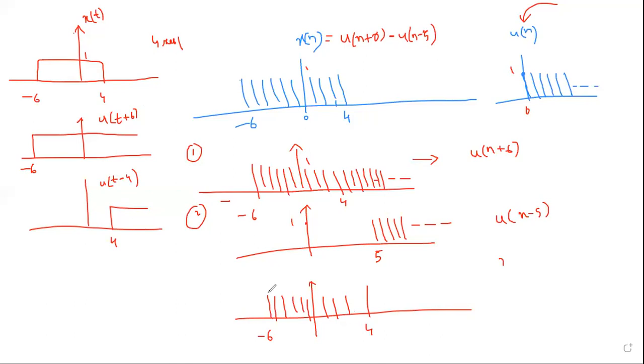Are you getting the difference between continuous time and discrete time? For continuous time, it was u of t plus 6 minus u of t minus 4. Whereas for discrete time, it is u of n plus 6 minus u of n minus 5. Anyway, we represented this nicely. I hope you understand what the unit step is. So that was the third type of elementary signal. Now let us continue with the next type.